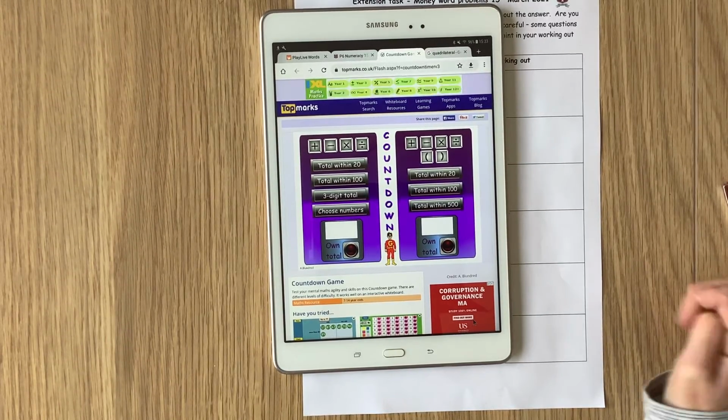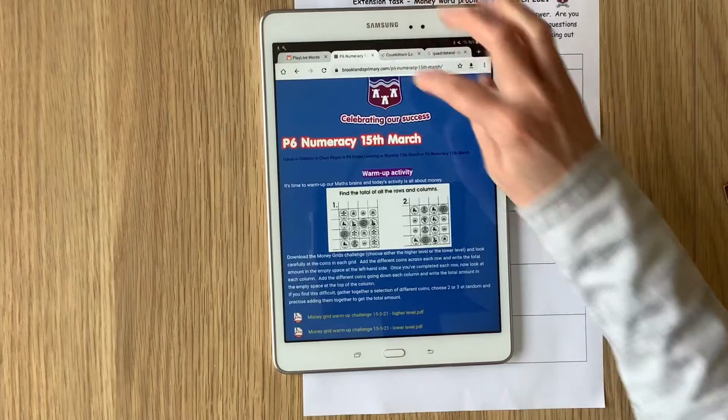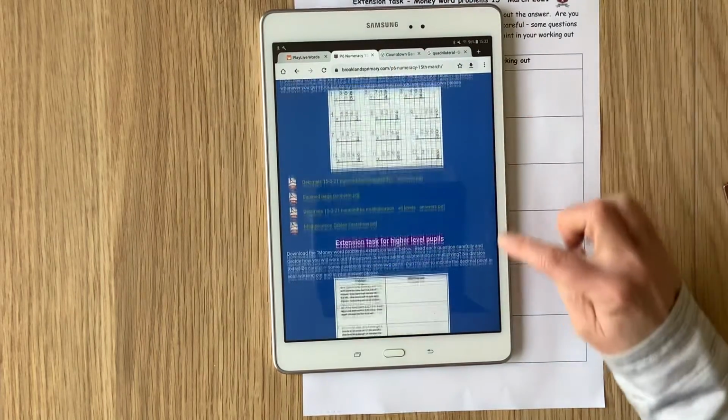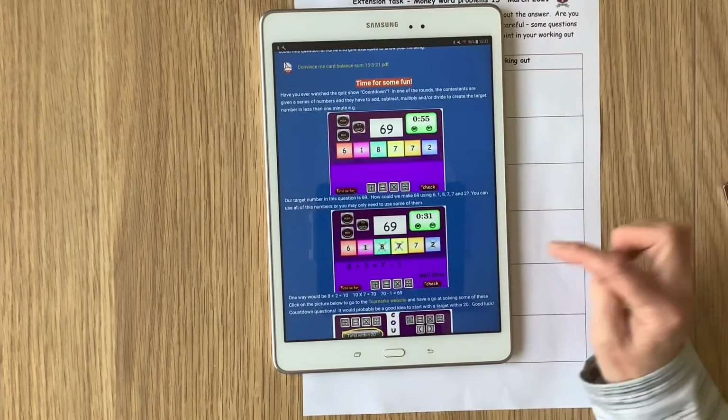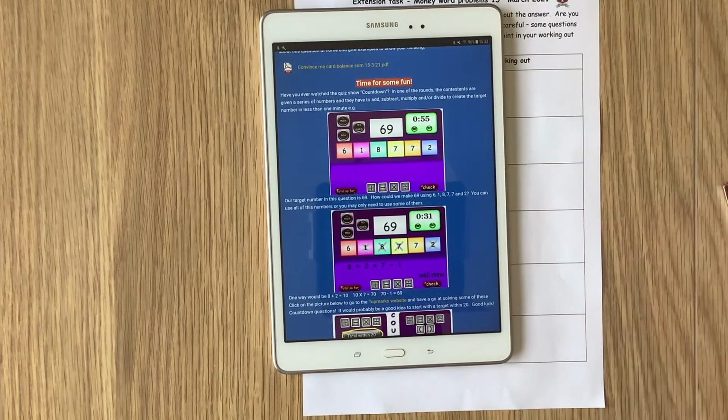Okay, so P6, have a really good go through today's activities, from your warm-up to your main activity, your word problems, your convince me card, and then the countdown challenge. And of course, you've always got time to go on to Education City and have a go at some of our Play Live games. Good luck.